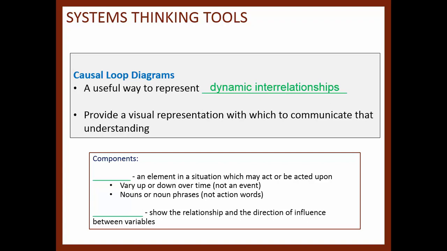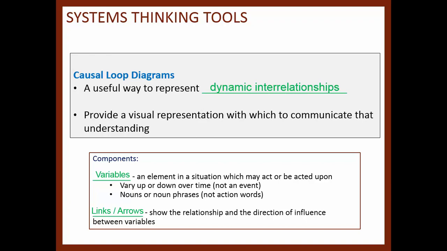So what are the components of your Causal-Loop models? You have variables, which are elements in a situation which might act or be acted upon. They vary up and down over time. This is not an event. And you can use nouns or noun phrases to describe them. And we also have links and arrows. They show the relationship and the direction of influence between the variables.